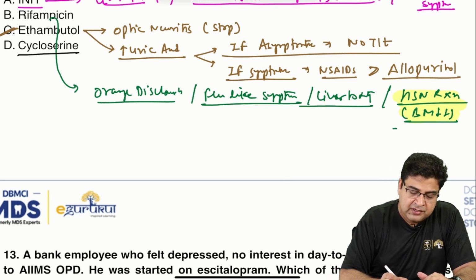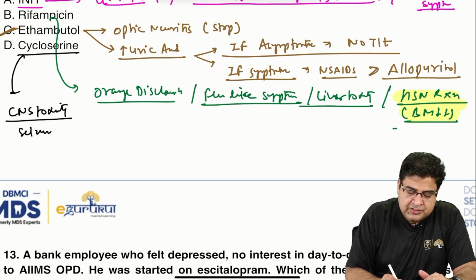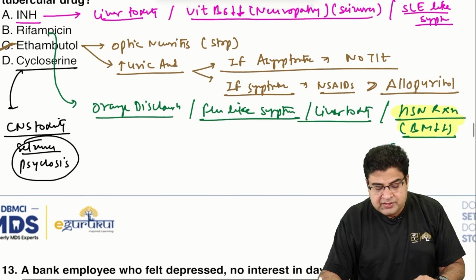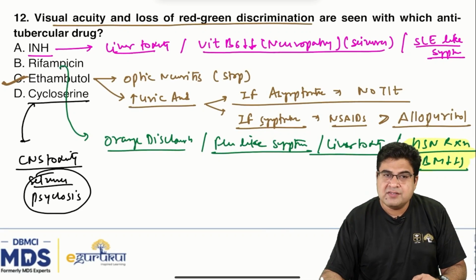Next is cycloserine. Cycloserine is a medicine which can cause CNS toxicity. So this medicine can cause CNS toxicity like seizures and psychosis. Cycloserine side effect is CNS toxicity. So question number 12, answer is C, ethambutol.